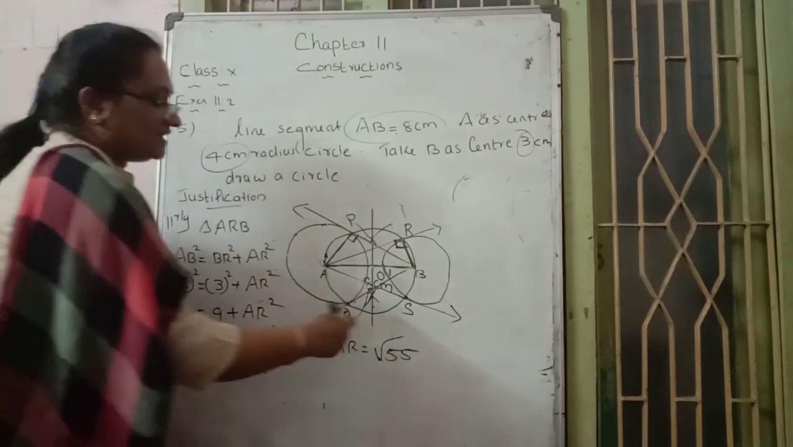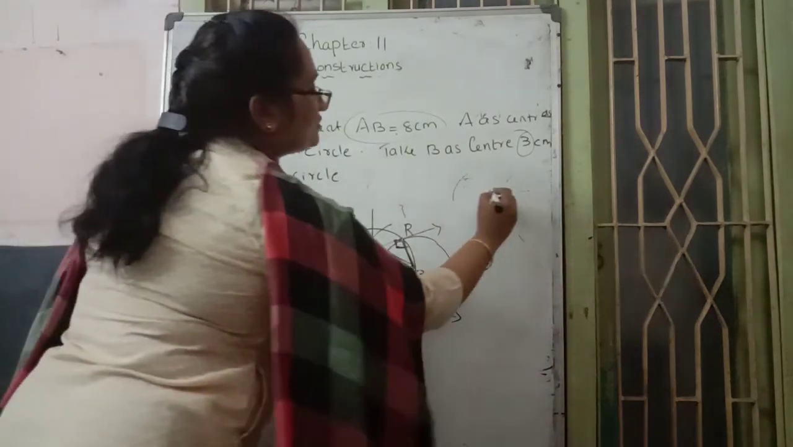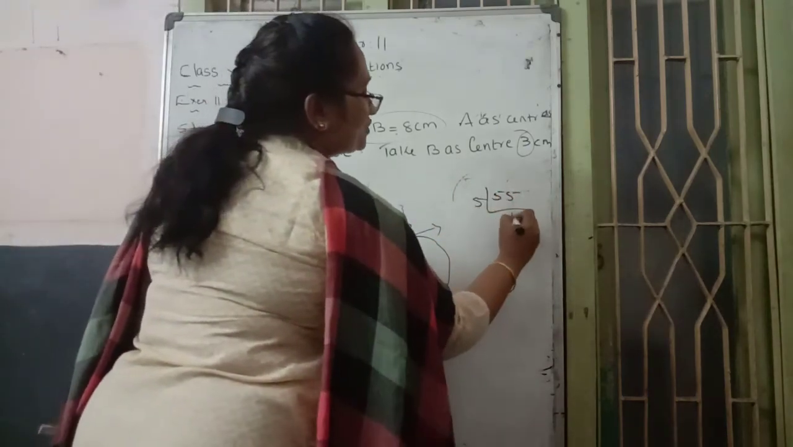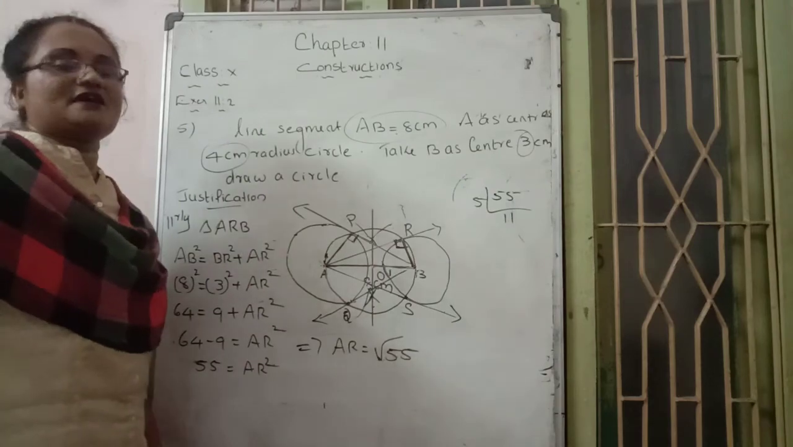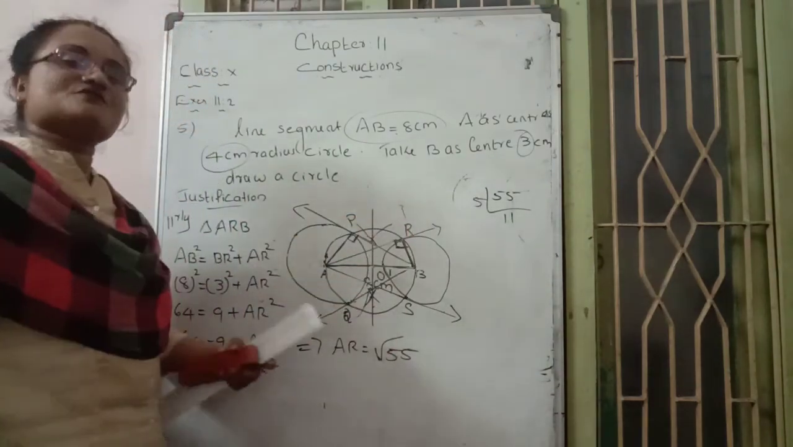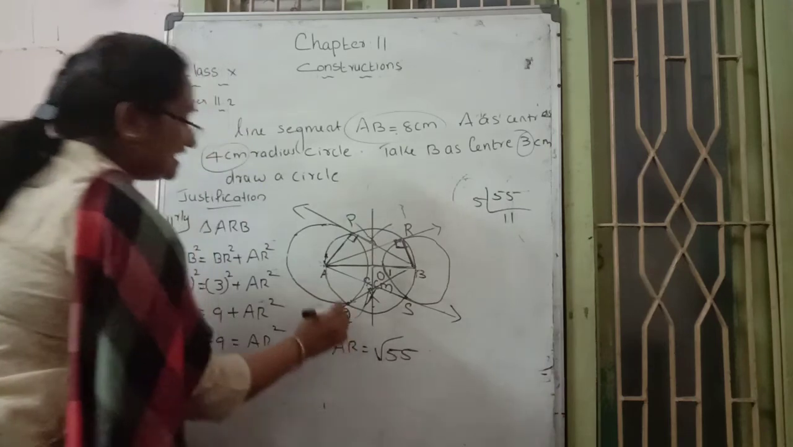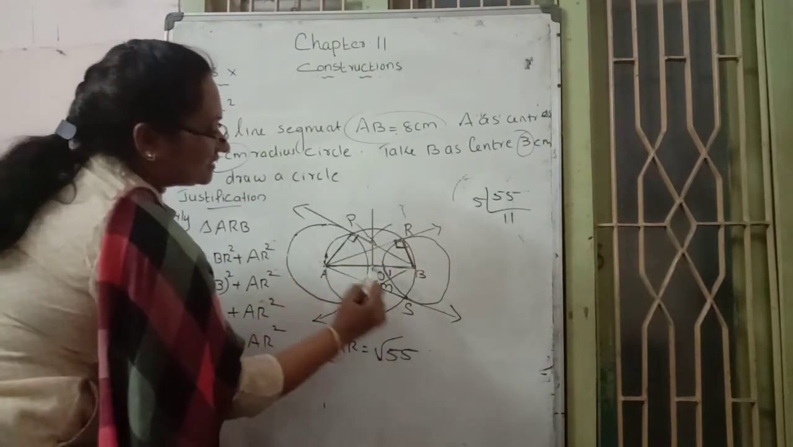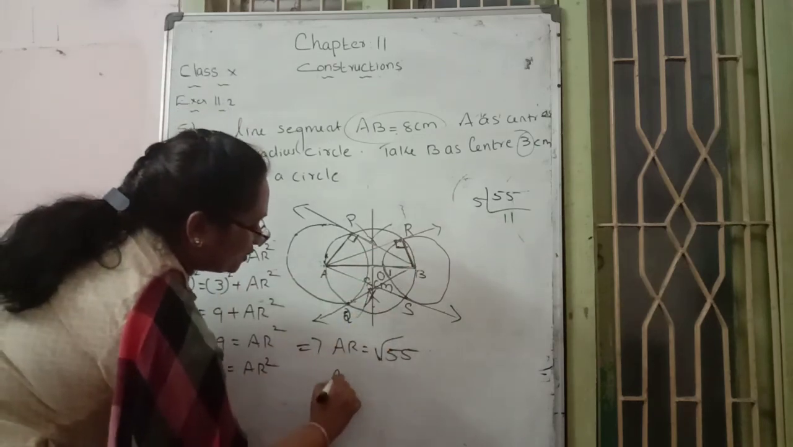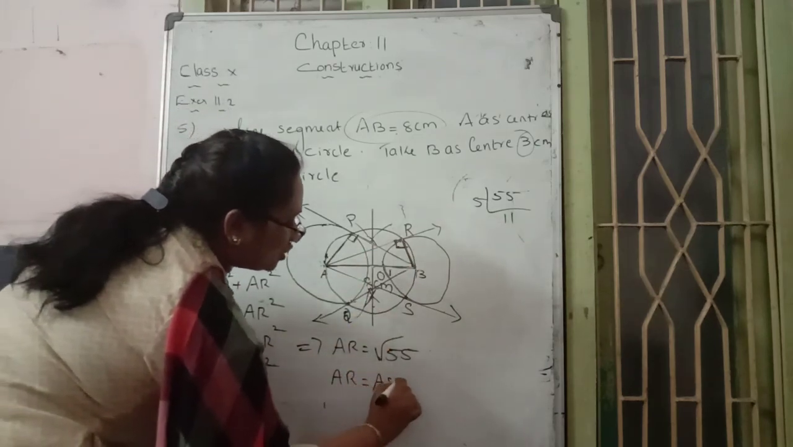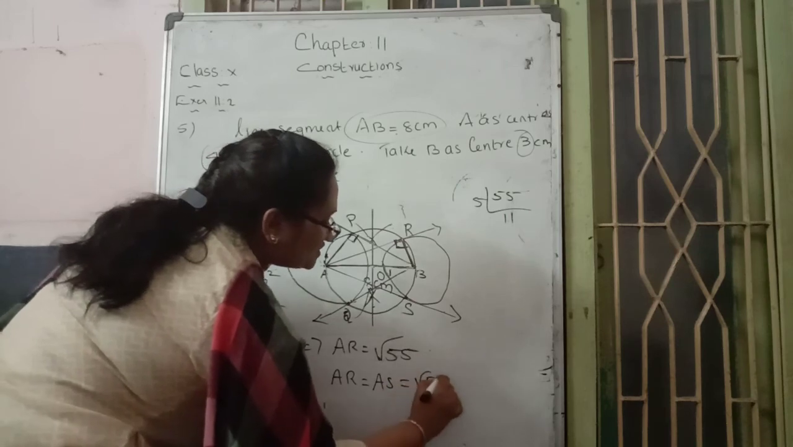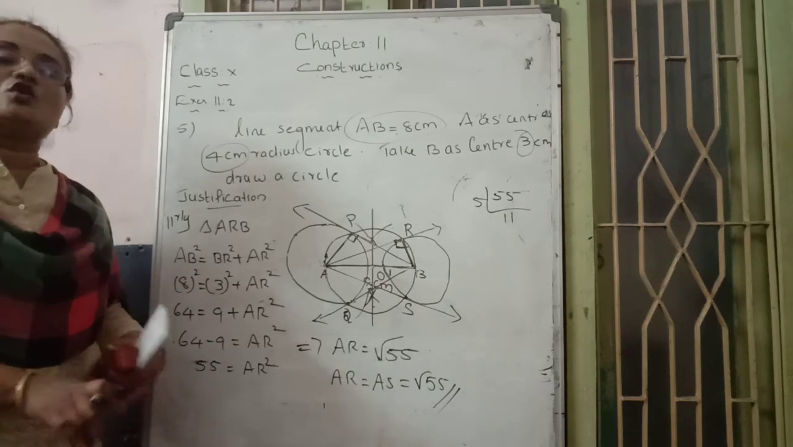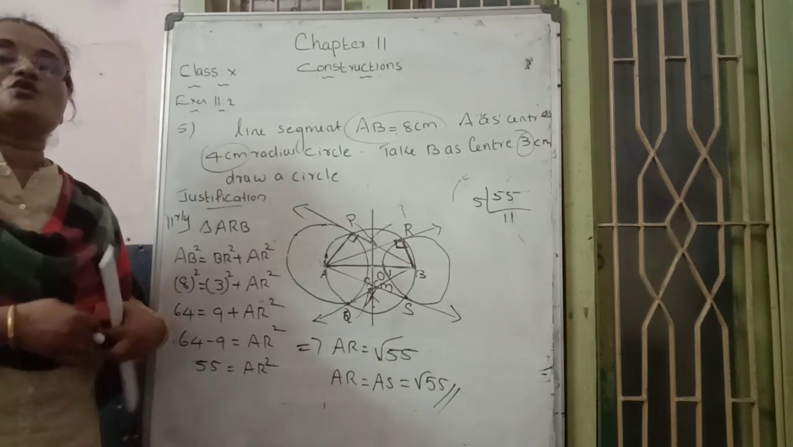The square root of 55, we do the prime factorization of 55. It is not a perfect square. Pairing is not possible. That's why root 55 is AR, which is the tangent of this circle. That's why AR and AS are equal. AR is equal to AS, both are tangents of the first circle. They become how many centimeters? Root 55. I hope you can understand these two questions.